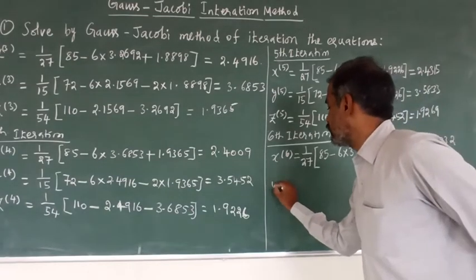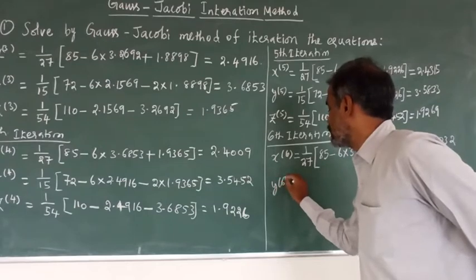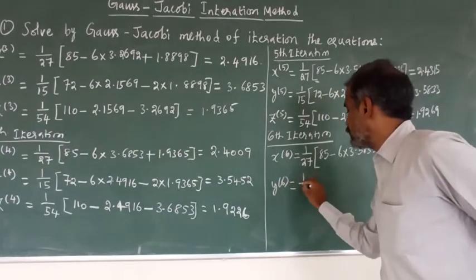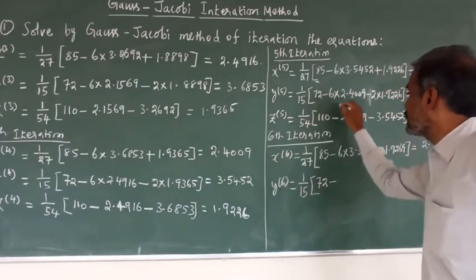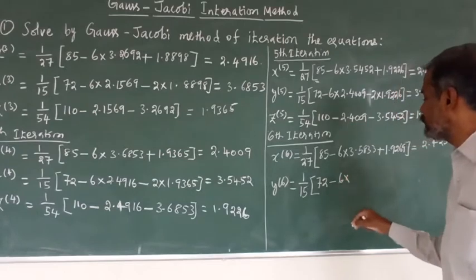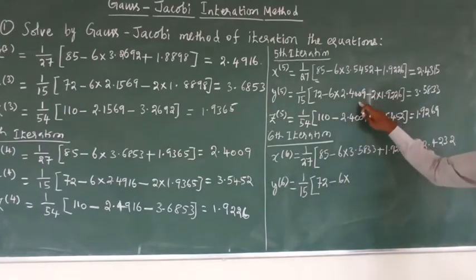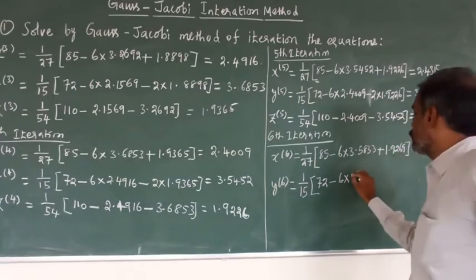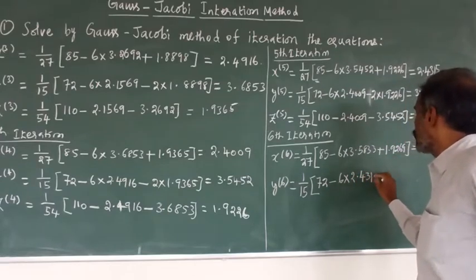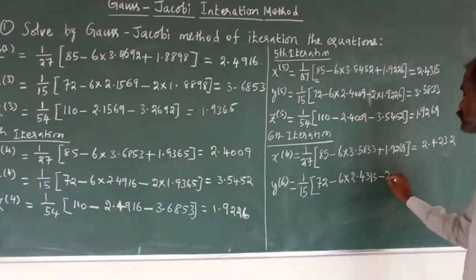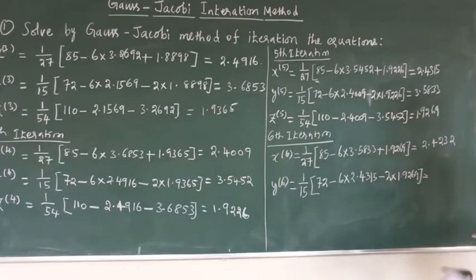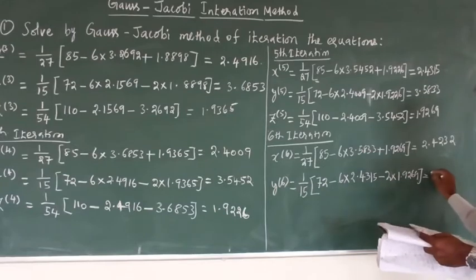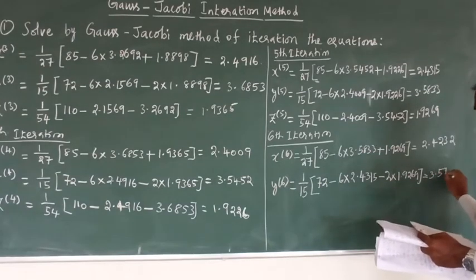Next, y6 equals 1 divided by 15 within bracket 72 minus 6 into x value 2.4315 minus 2 into z value 1.9269. Now to simplify and get the result 3.5705.